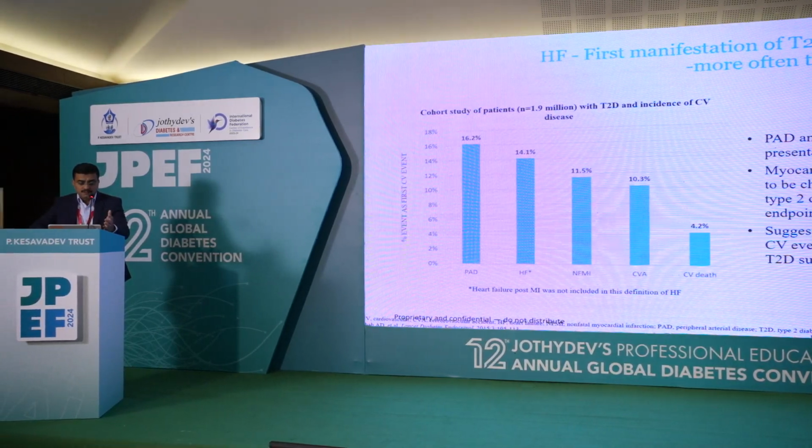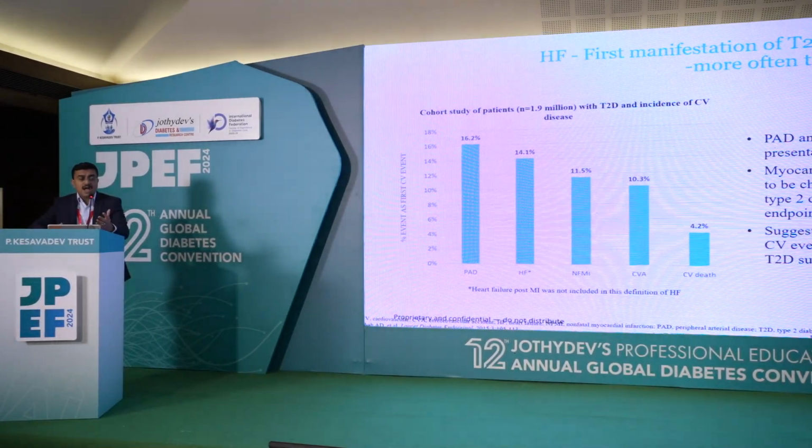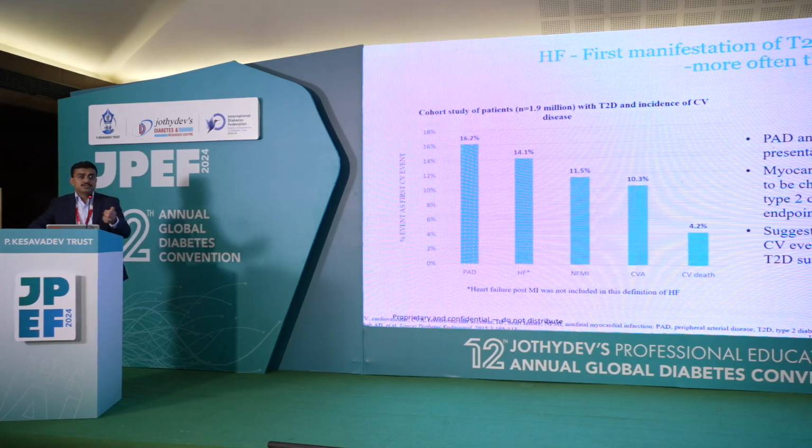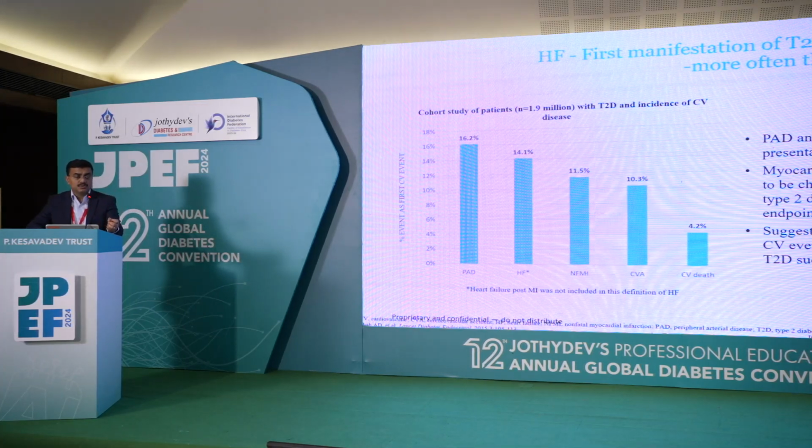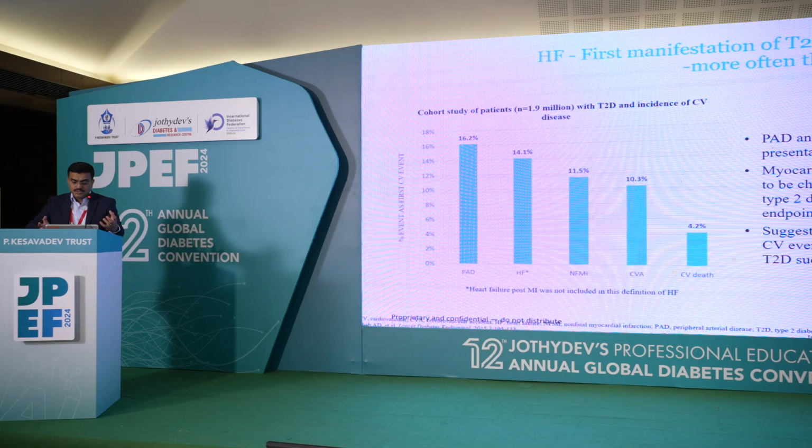But it is said that the first manifestation of type 2 diabetes related CV disease, when you look at it, heart failure and peripheral artery disease top the first two positions. It's not myocardial infarction or stroke. So myocardial infarction and stroke continue to be chosen as primary outcomes for major type 2 diabetes trials and MACE endpoints, but we should understand that heart failure and PAD are more common than these events.